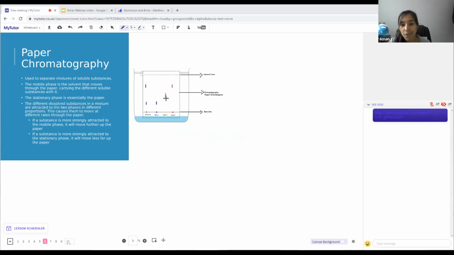Someone's saying, isn't chromatography a year 7 to 8 topic? No, it gets a lot more tricky. We'll be looking at that today, kind of what we need to know for it. So you might learn about it in year 7 or 8, but at GCSE you build on that knowledge.